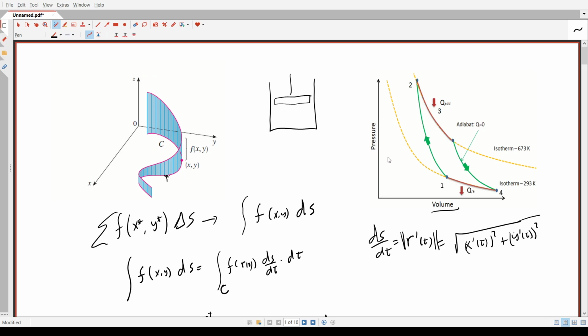You're doing an integral along this line, and then you could figure out the total work done by an engine by pumping this in and pumping it out by doing the integral along the total curve. So yeah, basically when we want to integrate something along a specific line, this is how we're going to do it.